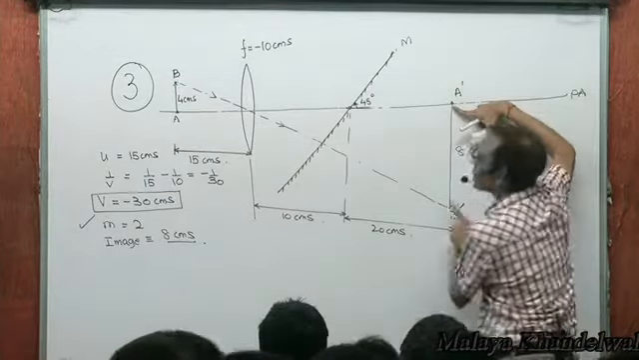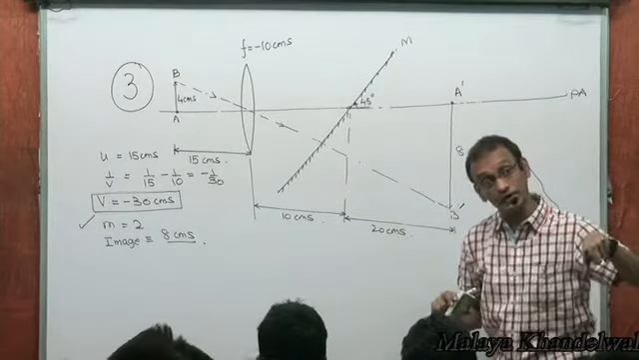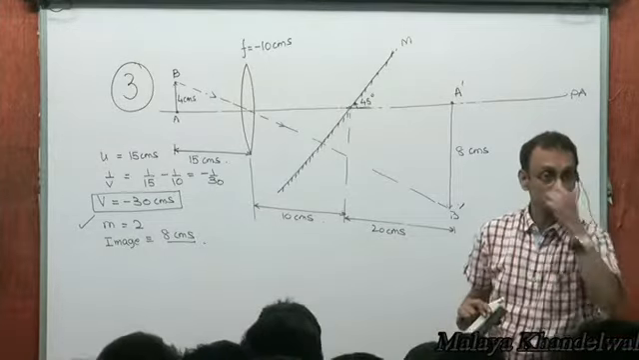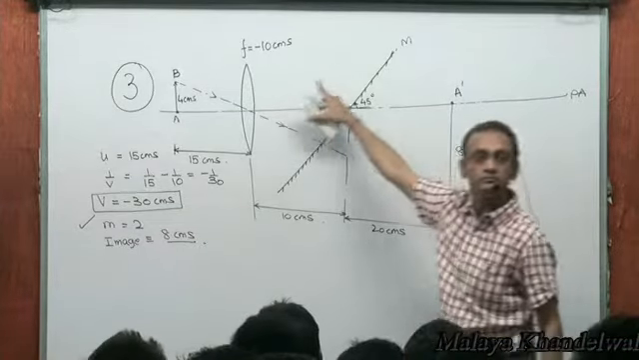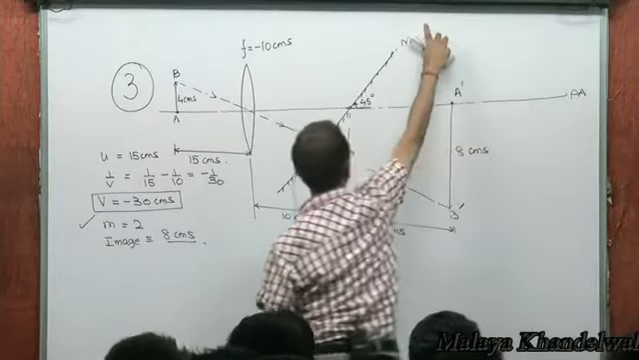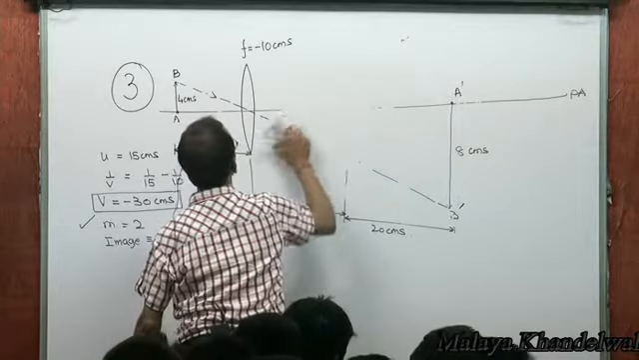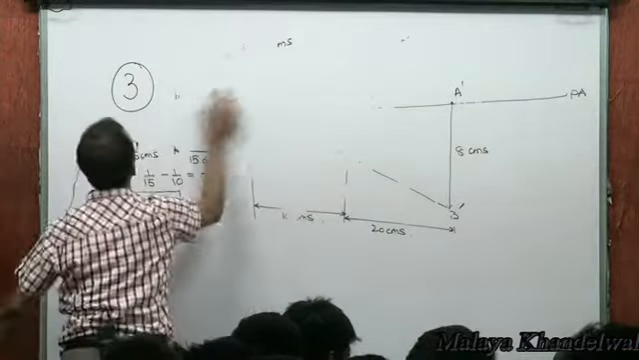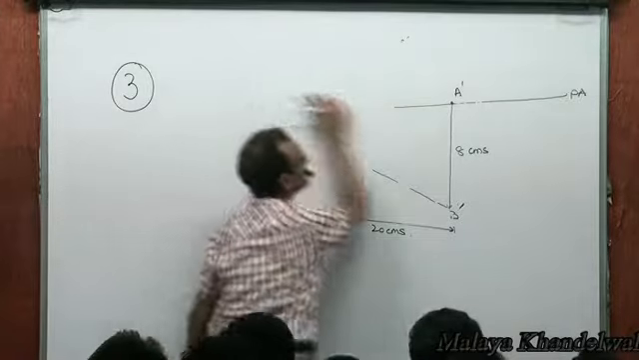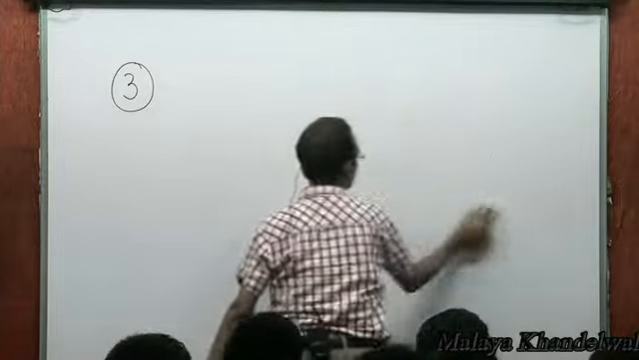With this as the virtual object, I want to find the image, which is going to be a real image. If the object is virtual in a plane mirror, the image will be a real image, right? So it's going to be formed somewhere here, right? So I'll just maintain in the figure whatever is required. Other things I'll remove.